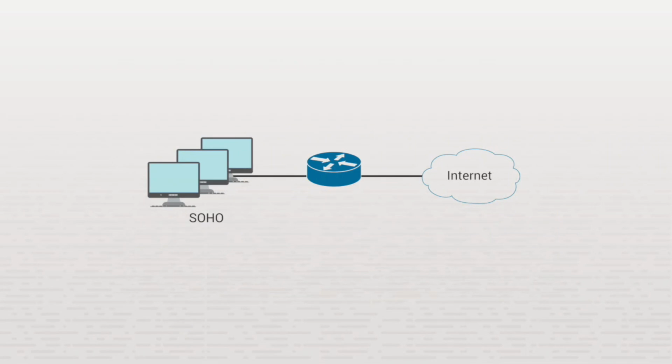The SOHO router is the heart of the SOHO network. This router not only connects devices, but it also fulfills multiple roles. Because of this, it's important that you know not only how to manage and configure one, but also how to select an appropriate SOHO router for various types of SOHO networks. The first thing to consider when selecting a router is the internet connection being used.